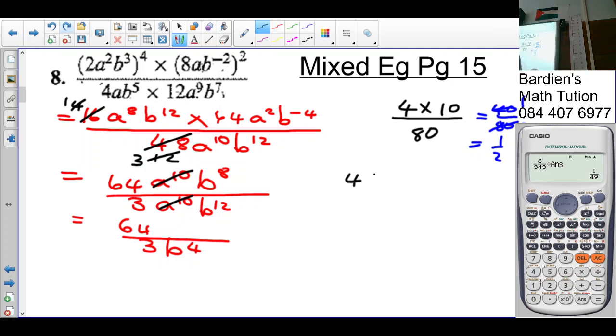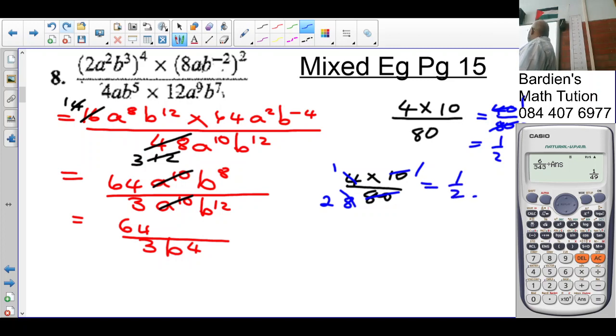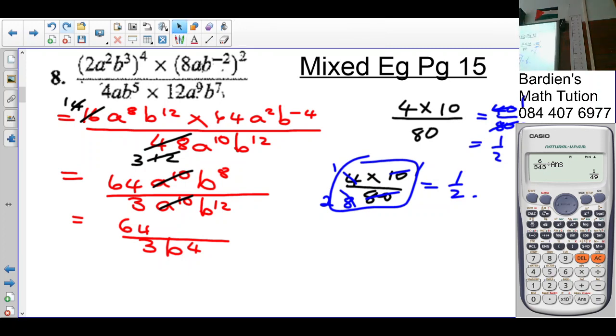Now, if you still say 4 times 10 over 80, 10 goes into 10 once, 10 going into 80, 8 times. 4 goes into 4 once, 4 going into 8 twice. Still one over two. So when we multiply, we can simplify like this, like I'm doing here. You understand? If I take this into account here, the numbers are fairly big, and now we'll probably mess it up.